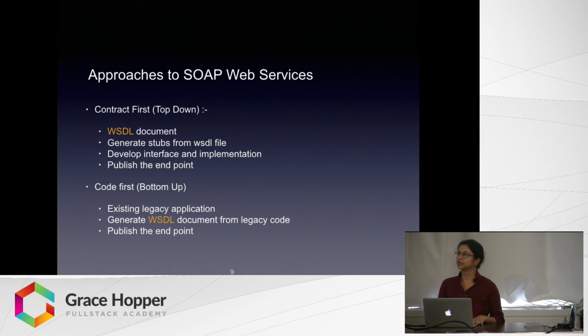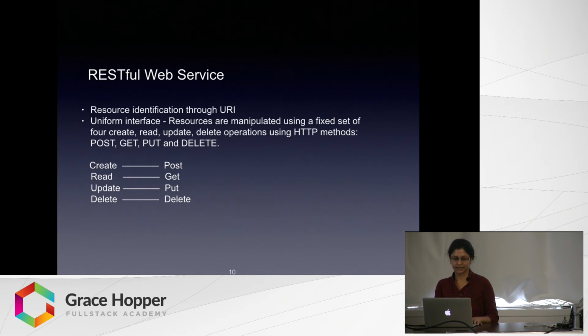In bottom-up, you already have the legacy system, and based on the legacy system code, you generate the WSDL file. It's a bit trickier compared to the first one because you don't want to break the functionalities. And finally, you just publish the services.